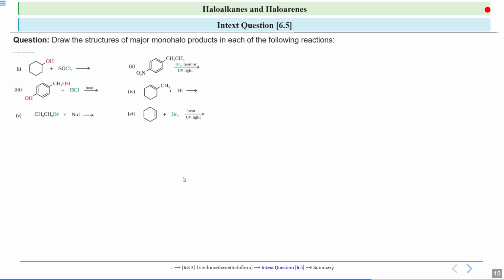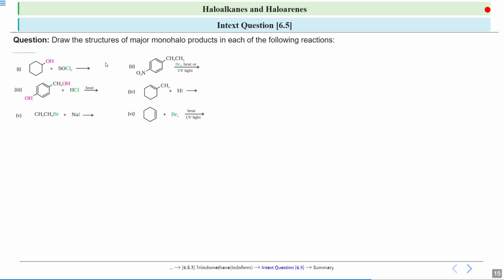Okay, let's solve an intext question. Intext question 6.5. The question is, draw the structures of major monohalo products in each of the following reactions. So we have been given six parts of this question, in which each part has the reaction along with its reactants and reagents, right? You have to draw the structures of major monohalo compounds in each of the following parts.